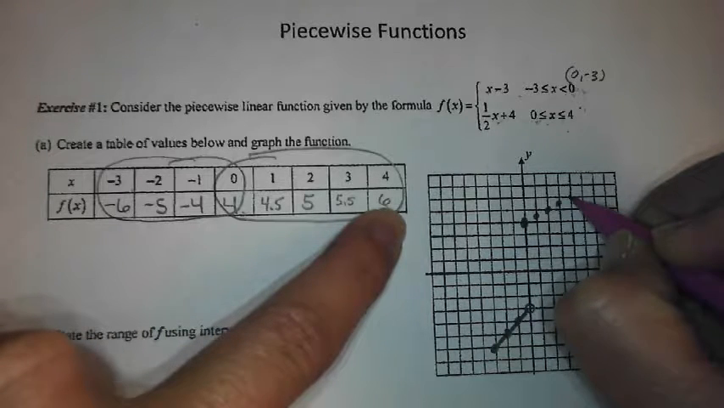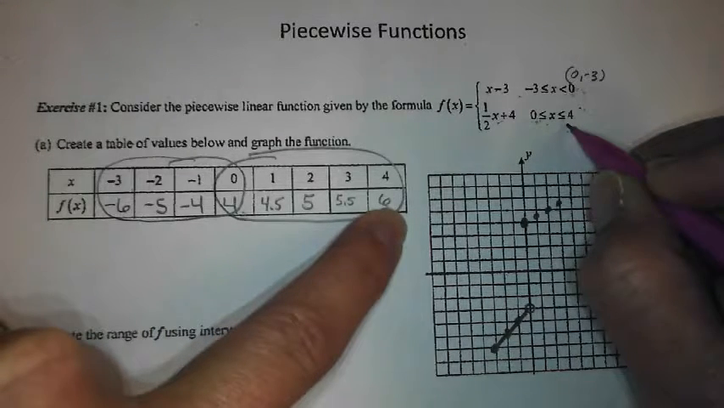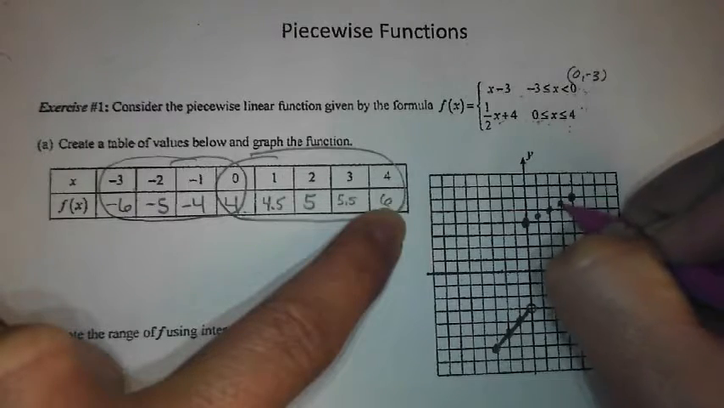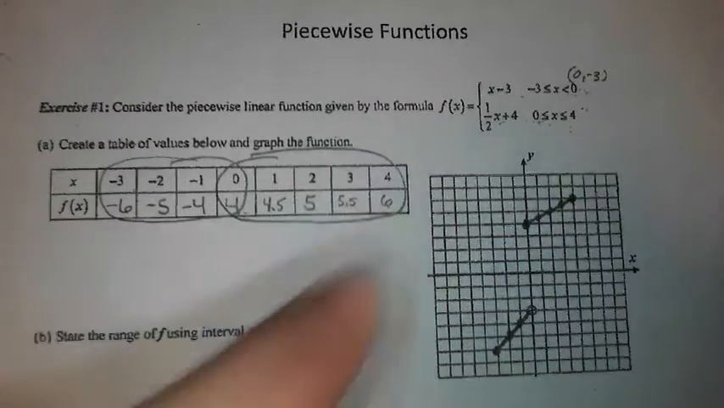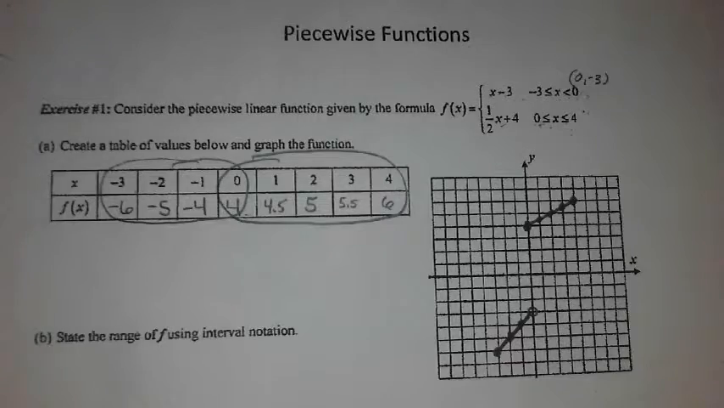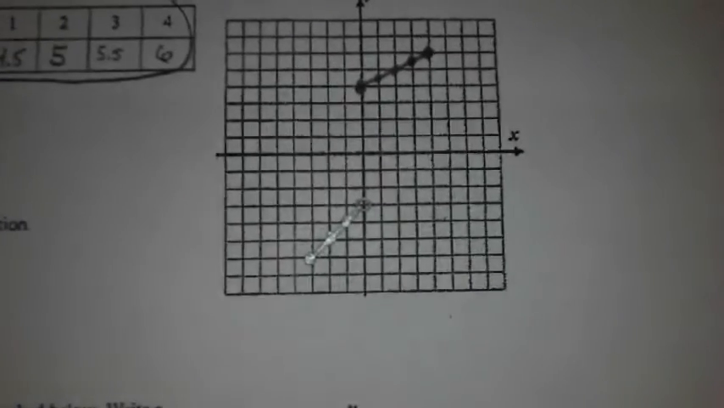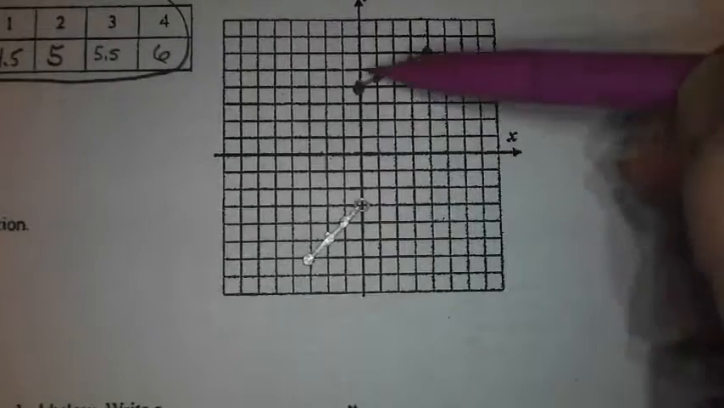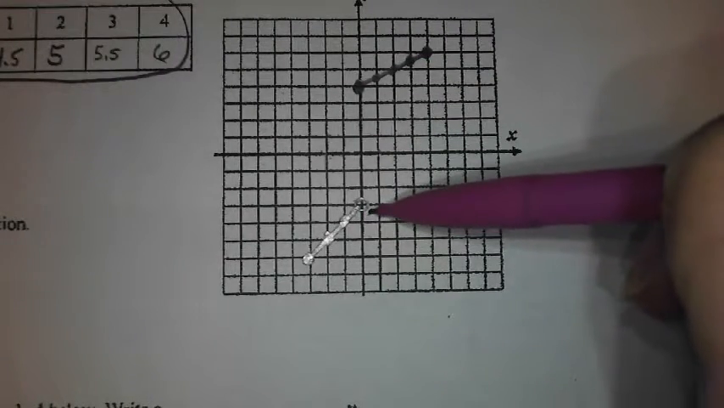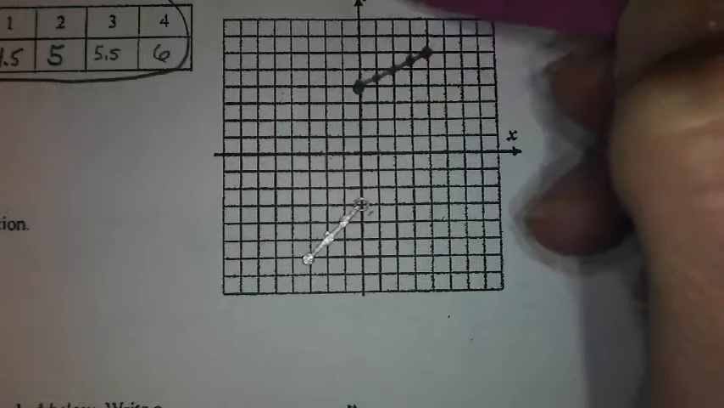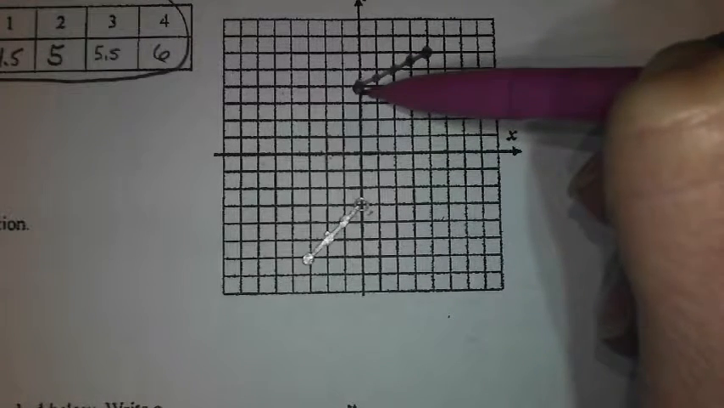That's another endpoint. Is it open or closed? Michael, what'd you say? Closed, good. And then I'm going to connect those. The open or closed is critical. Now, this is still a function because it passes the vertical line test. The only place where it's questionable is right on the y-axis, but because this one is open, and this one is closed, it's still technically only hitting the graph one time.